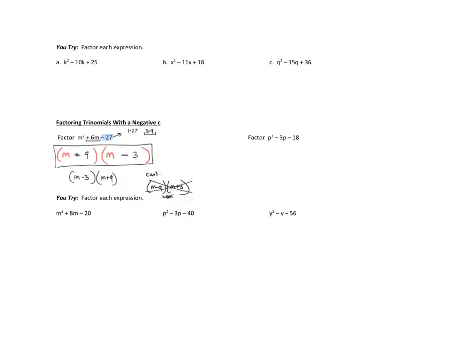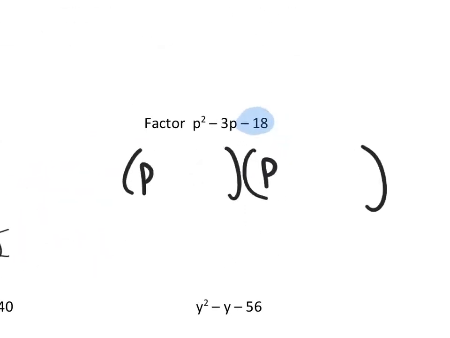So I encourage you to pause the video and to try to factor this one here. One's going to have to be positive, one's going to have to be negative to reach the negative 18. See if you can find the correct factors. If you're struggling, write out the factors of 18. And we have to also keep in mind that one of these will need to be positive and one of them will need to be negative.